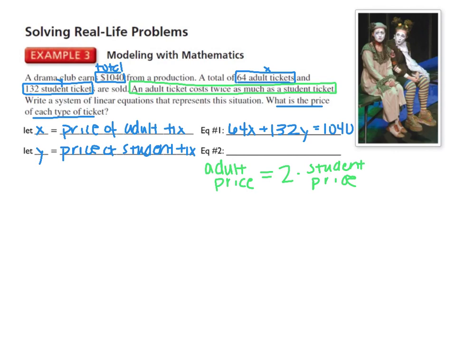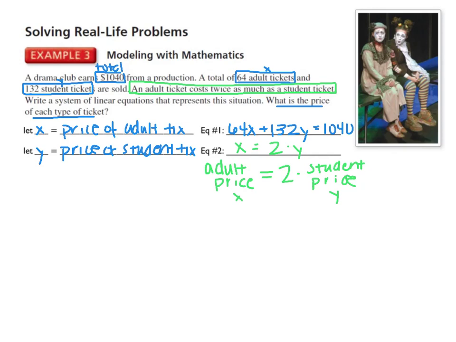Writing it out like this, right? So instead of in that word sentence, I use what the x and y that we called them, the price of adult and price of student, adult price and student price. Make sure I put the variables in the right places. So the price of adults was x, the price of students was y. That means I know that my equation is x equals 2 times y.